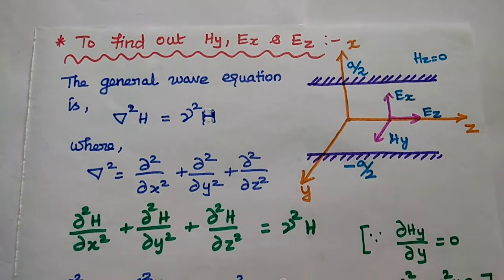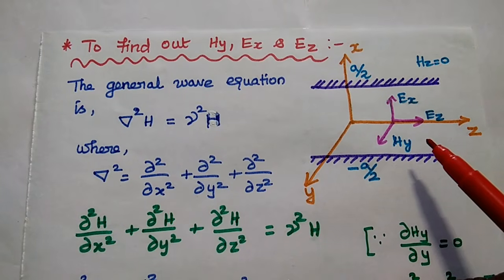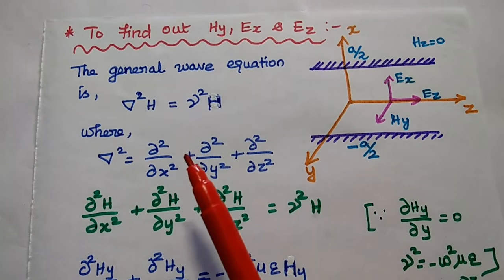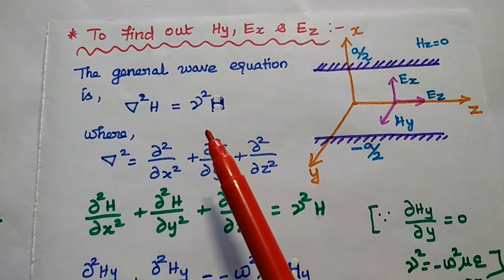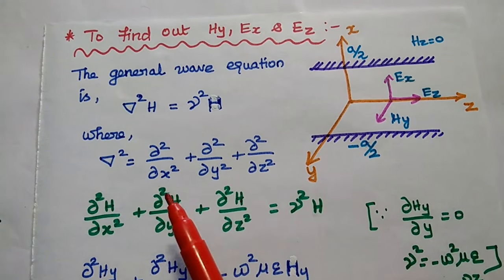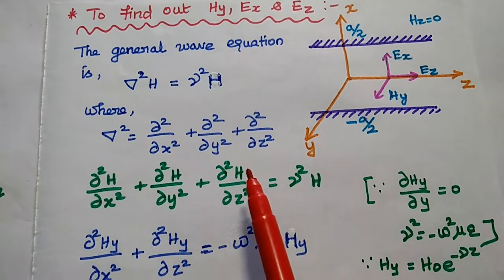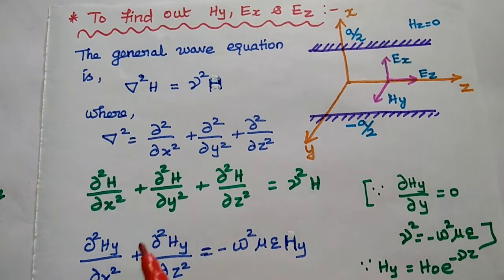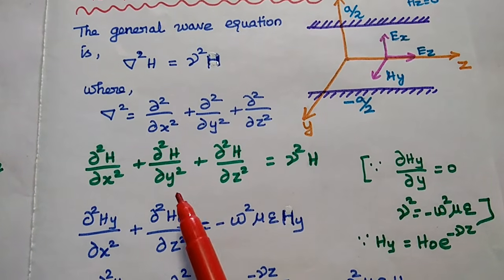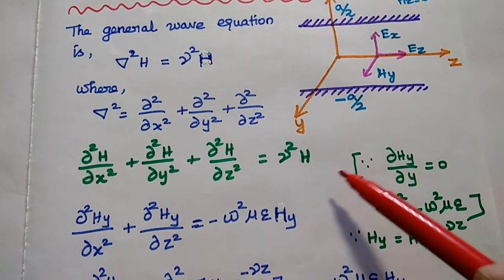Okay, so here we are going to analyze the wave equation to derive the field components of these TM waves. The wave equation is del squared H is equal to gamma squared H, where del squared is the Laplacian operator: dou squared by dou x squared plus dou squared by dou y squared plus dou squared by dou z squared. So we replace del squared with this value: dou squared H by dou x squared plus dou squared H by dou y squared plus dou squared H by dou z squared is equal to gamma squared H.